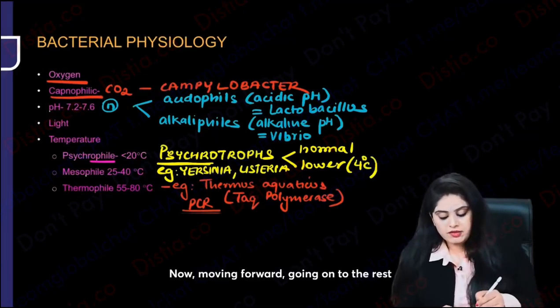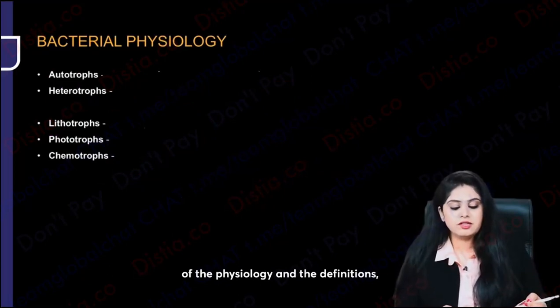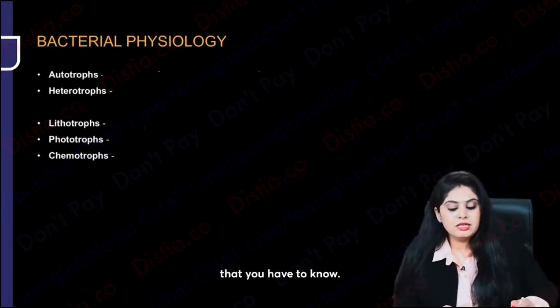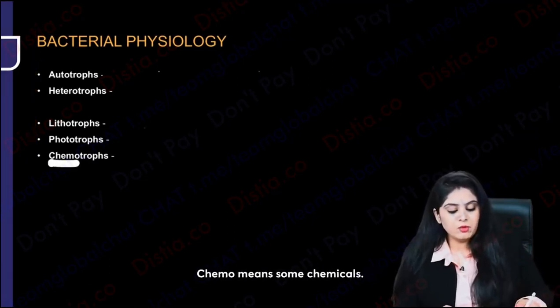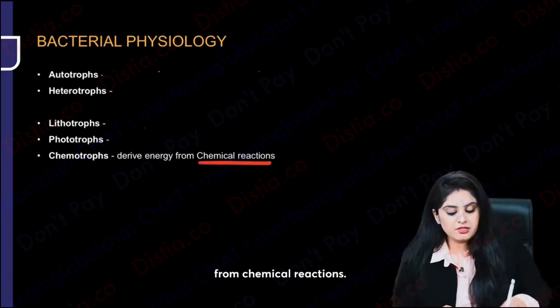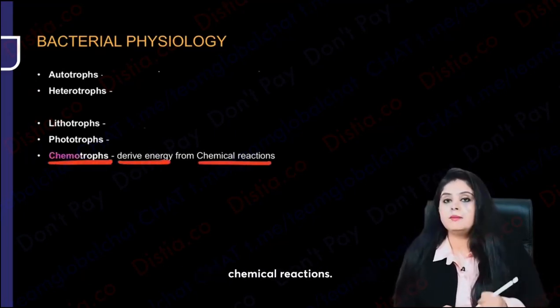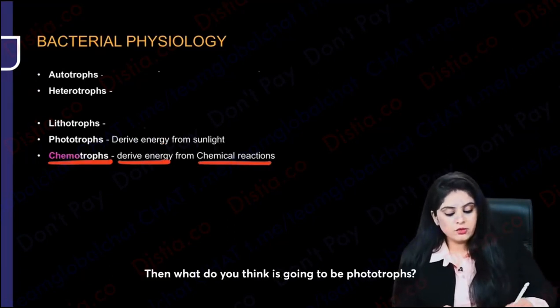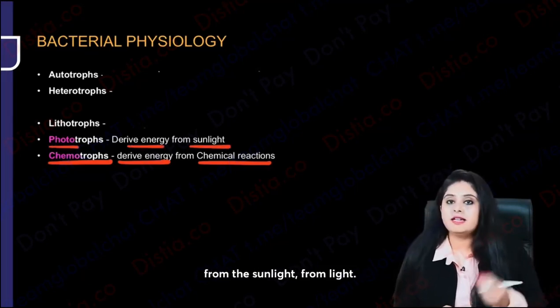Okay, now moving forward, going on to the rest of the physiology and the definitions, there are quick definitions that you have to know. How are they going to make their product? So please remember chemo. Chemo means chemicals. These are the bacteria that derive their energy from chemical reactions. Whenever they want energy, chemo means they are going to carry out chemical reactions. Then what do you think phototrophs are? How will they derive their energy? From the photo. So they derive their energy from sunlight, from light.